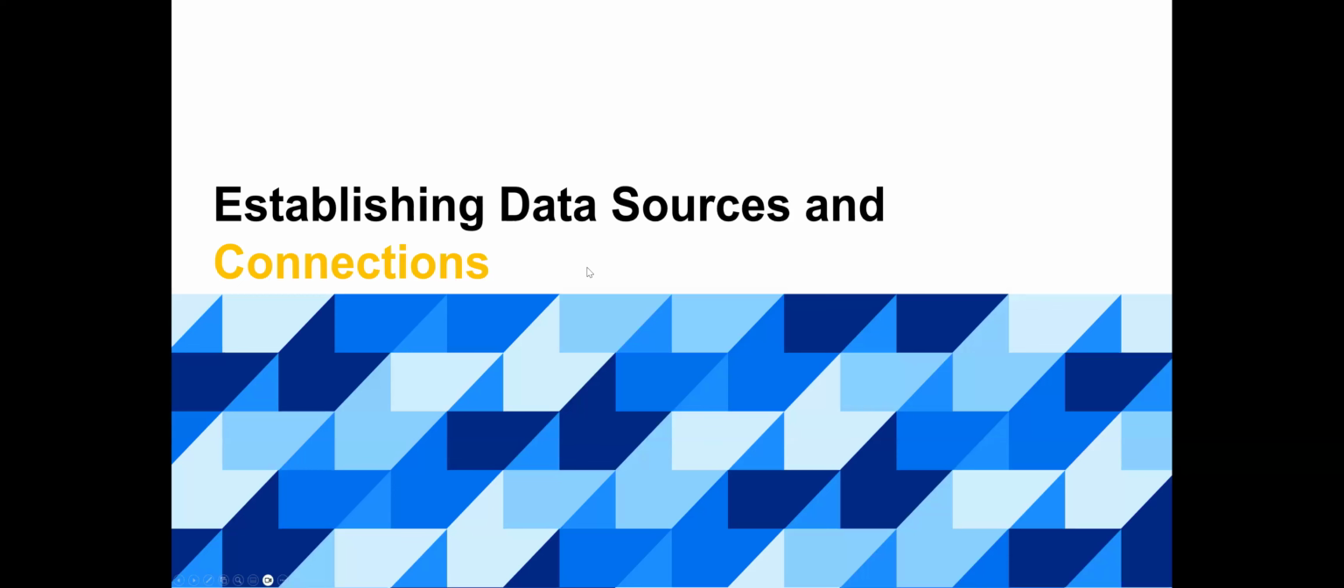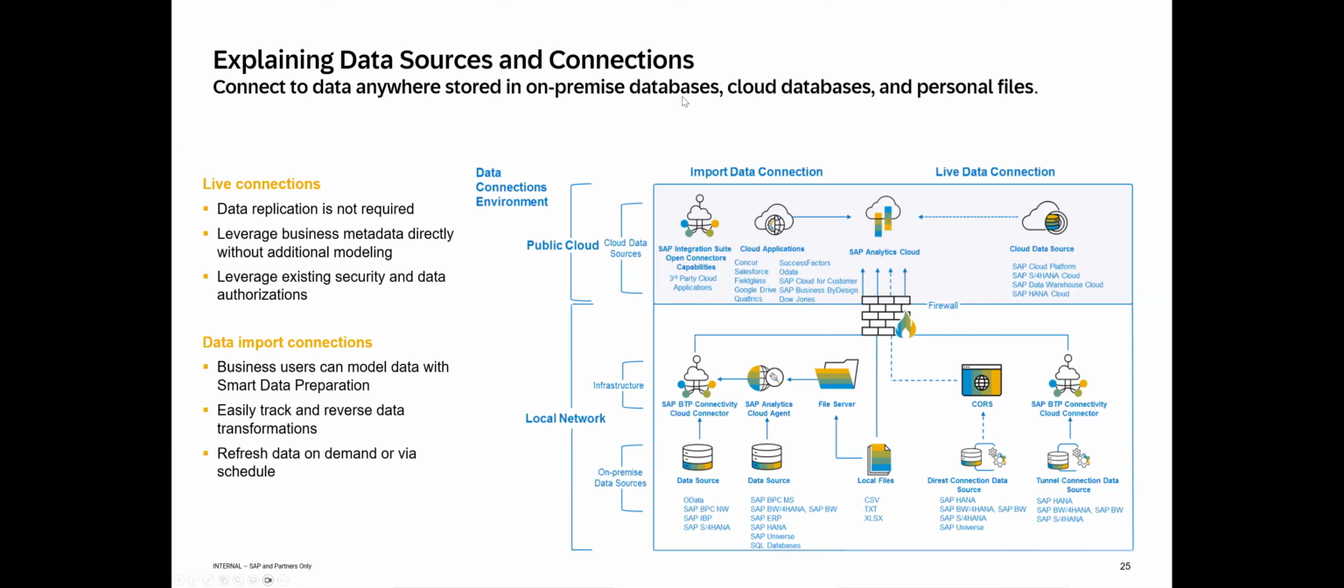Our next subtopic is data sources and connections. When we talk about connections, there are two kinds: live connections and import connections. What are live connections? In live connections, data replication is not required. You access the metadata directly from your source, for example Datasphere or S/4HANA. In the case of security, it has to be taken care of at your source in a live connection. So you cannot restrict some data points in SAC in live connections. It has to be done in the backend.